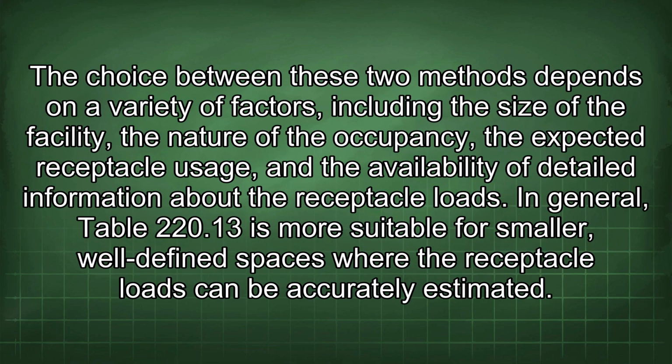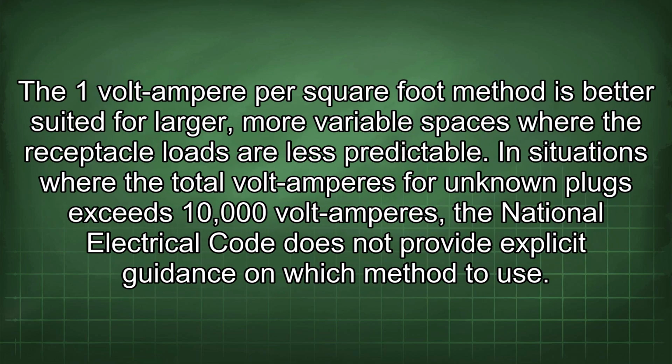The choice between these two methods depends on a variety of factors, including the size of the facility, the nature of the occupancy, the expected receptacle usage, and the availability of detailed information about the receptacle loads. In general, Table 220.13 is more suitable for smaller, well-defined spaces where the receptacle loads can be accurately estimated. The 1 volt-ampere per square foot method is better suited for larger, more variable spaces where the receptacle loads are less predictable.